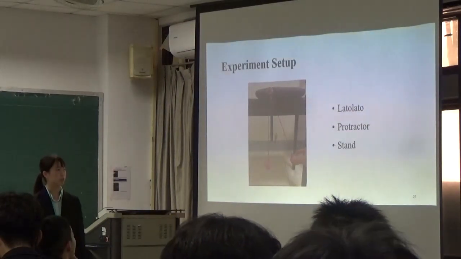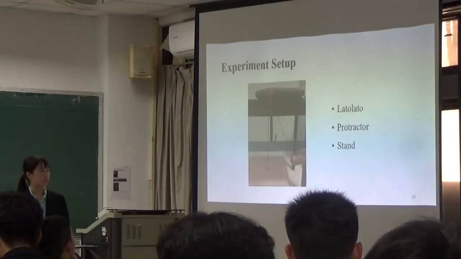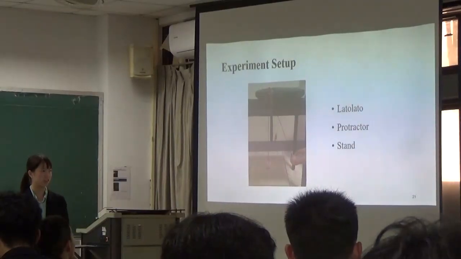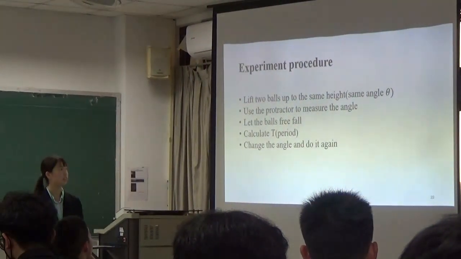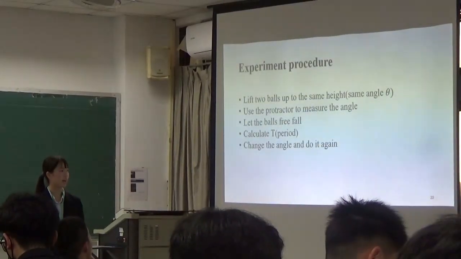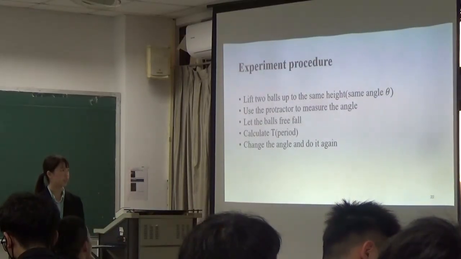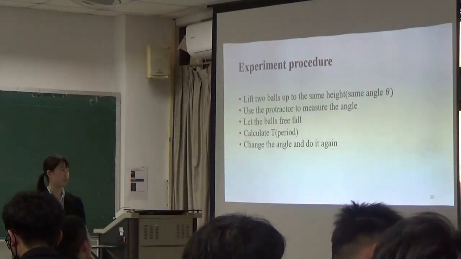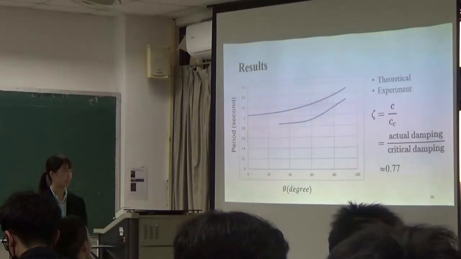And this is our experiment data. The experiment sets up a lato and a projector to measure the angle and the stand. And this is the procedure. We lift 2 balls up to the same height and the same angle. Use the projector to measure the angle and let the ball free fall. Calculate the period, and change the angle and do it again.